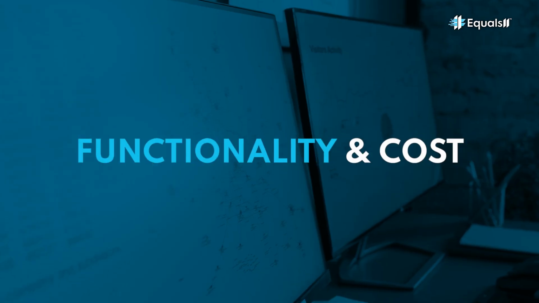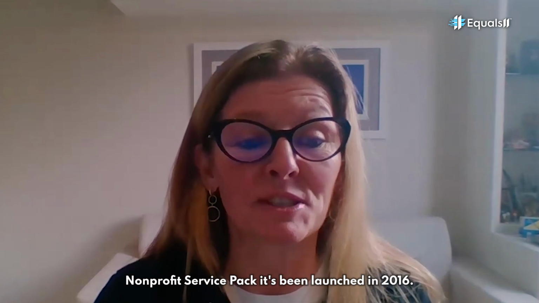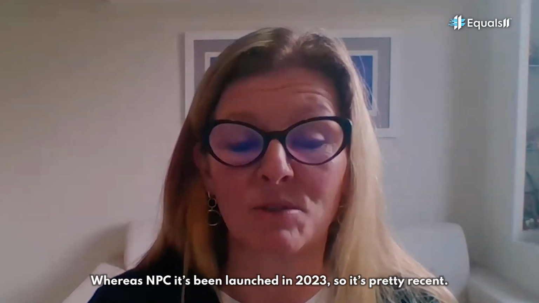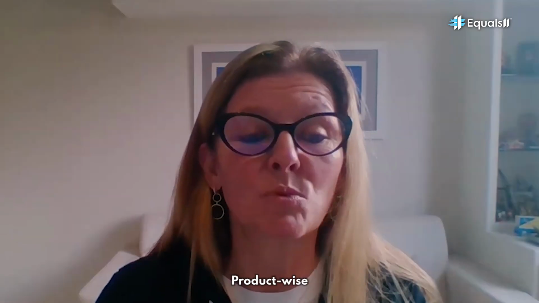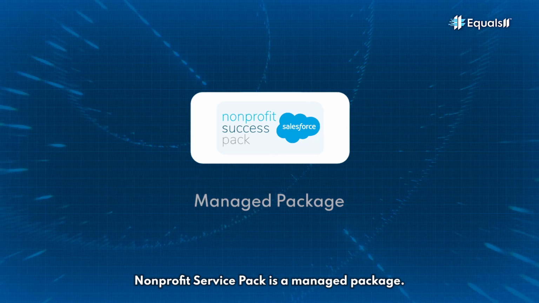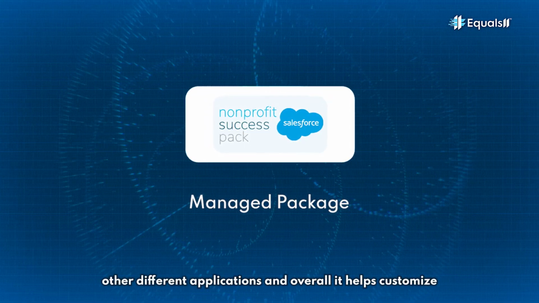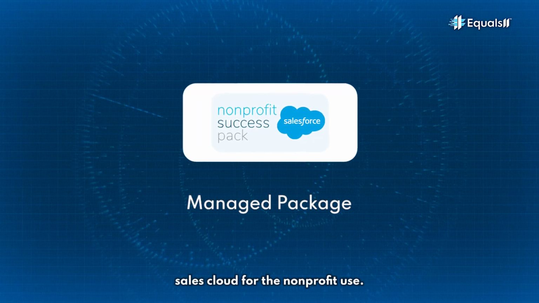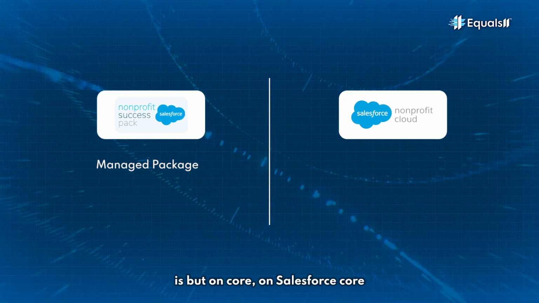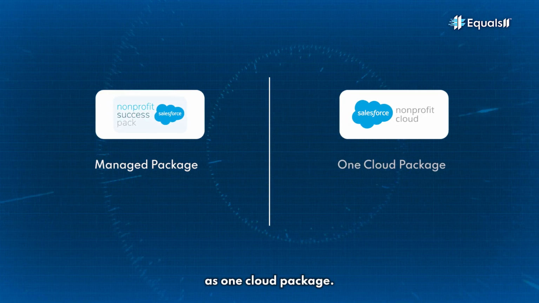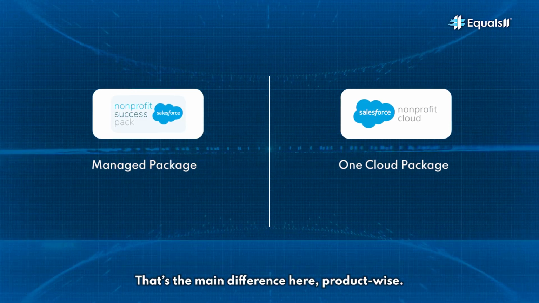First thing here is that functionality and costs aren't the same between NPSP and NPC. Nonprofit Success Pack was launched in 2016, whereas NPC was launched in March 2023, so it's pretty recent. Product-wise, Nonprofit Success Pack is a managed package, meaning it encompasses different applications, and overall it helps customize Sales Cloud for nonprofit use. Whereas Nonprofit Cloud is built on Salesforce Core, as one cloud package. So it compiles all nonprofit functionality into one tool. That's the main difference here product-wise.